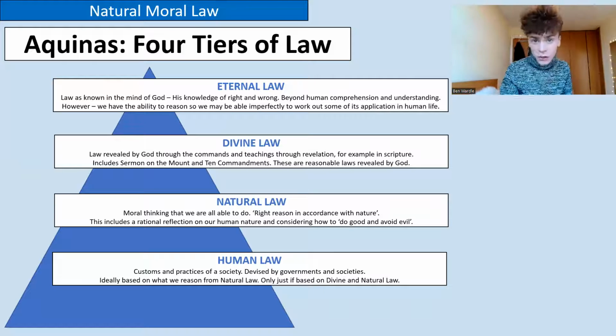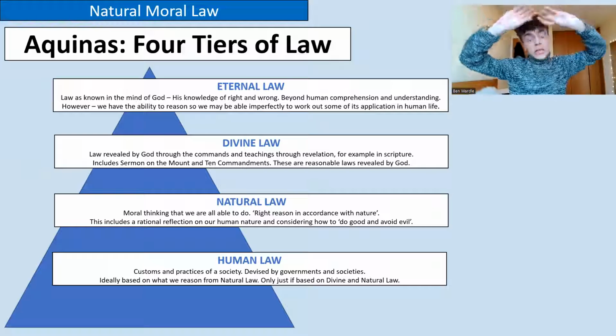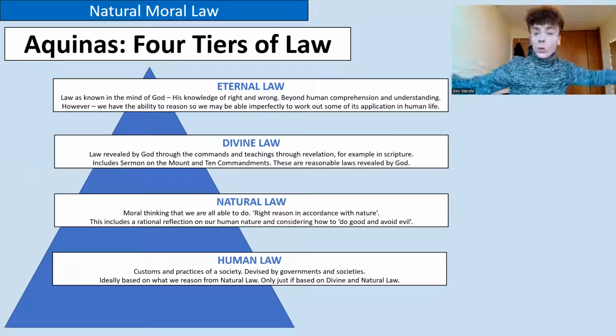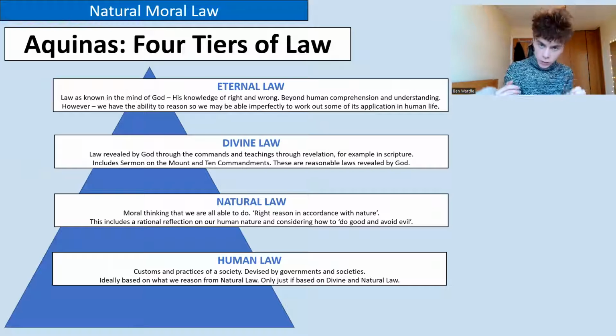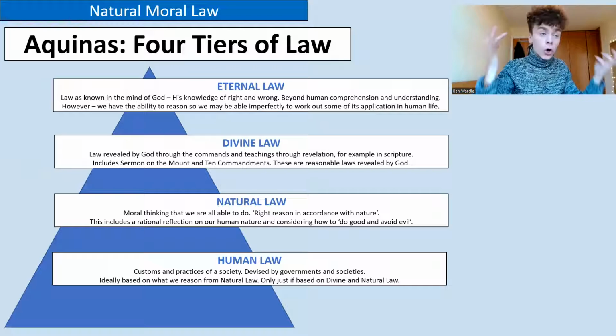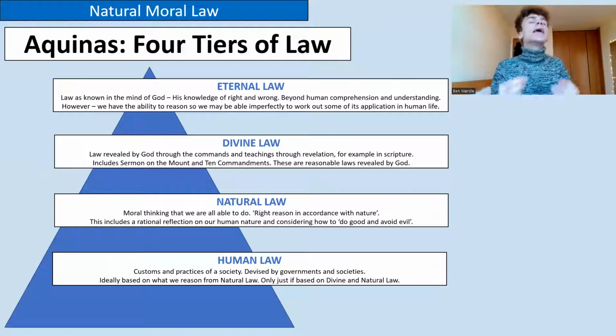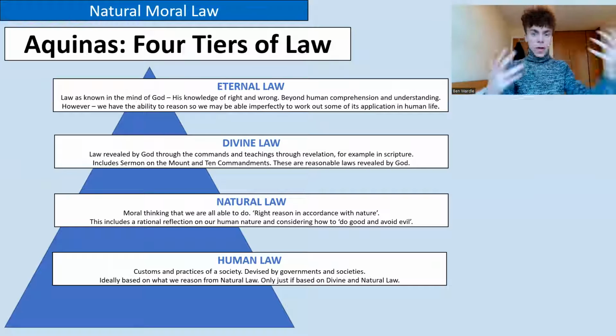It is through the divine and natural laws that we can understand the eternal law. But the eternal law is unchanging. It's in the mind of God, and it is the ultimate law, binding upon all people at all times in all places. And then those tiers below, the divine law and natural law, are where it's revealed or we use reason to work it out. It is then the human laws that should be created in accordance with the natural law and indeed the divine law, so that ultimately the laws our societies create should be in accordance with the eternal law.